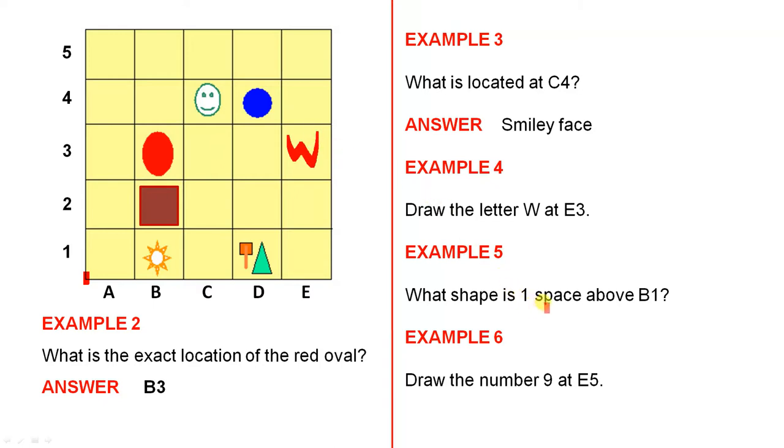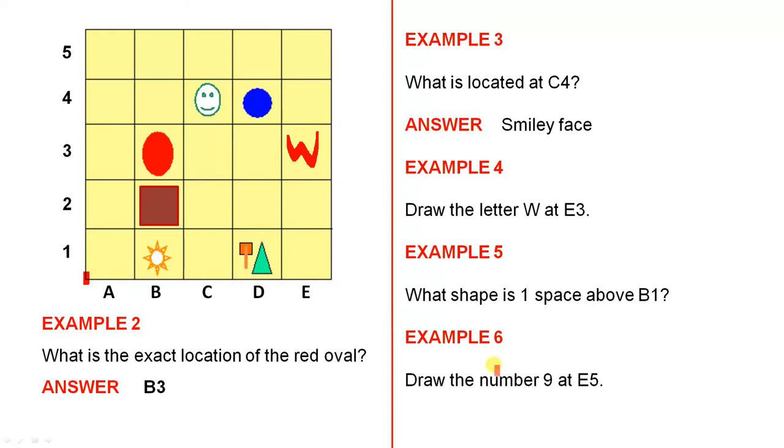Example 5. What shape is one space above B1? Let's find out what B1 is. Now B1 is here. See there? So what shape is one space above B1? And there it is there, the brown square. Okay, so the answer is the brown square.